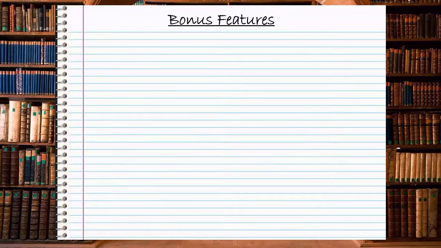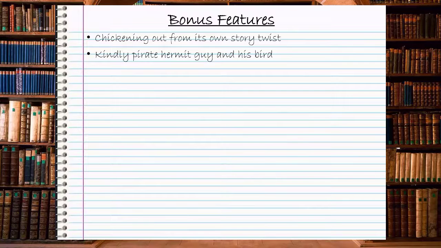Of course, with your viewing of Halloween 5, you get some bonus features. Let's talk about those. Right off the bat, you get chickening out from its own story twist. I mentioned earlier that Halloween 4 had a very interesting twist at the end of the story, then Halloween 5 chickened out. You get a kindly pirate hermit guy and his bird.